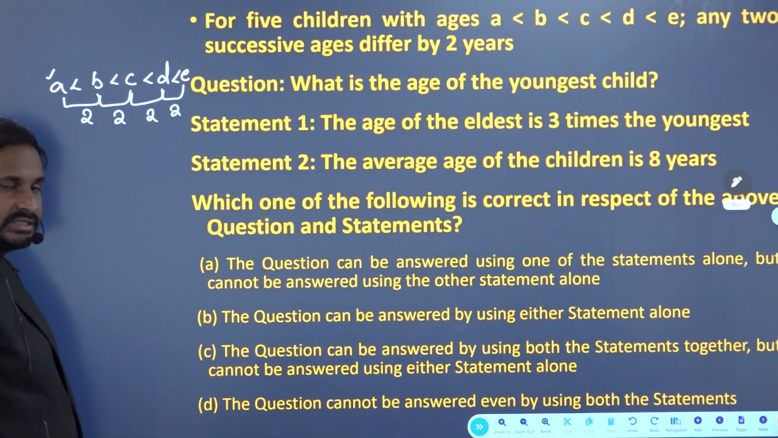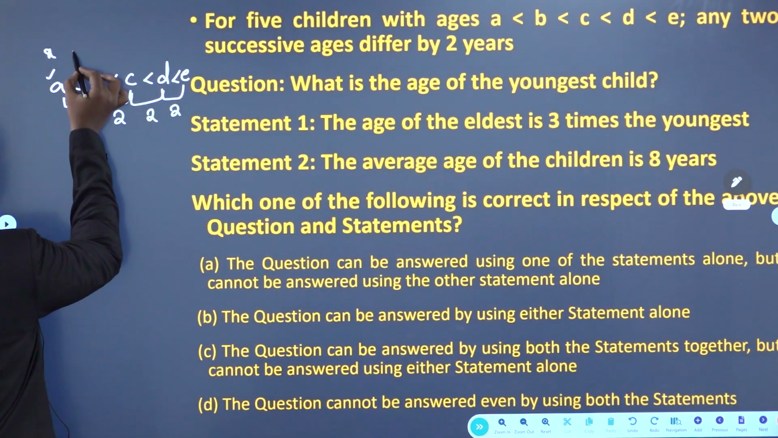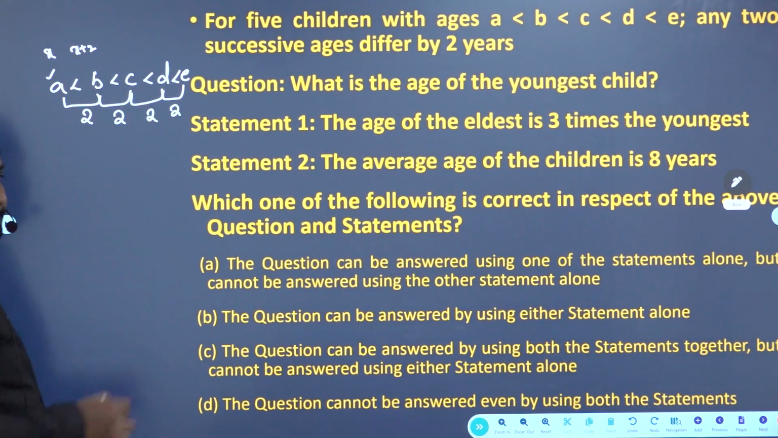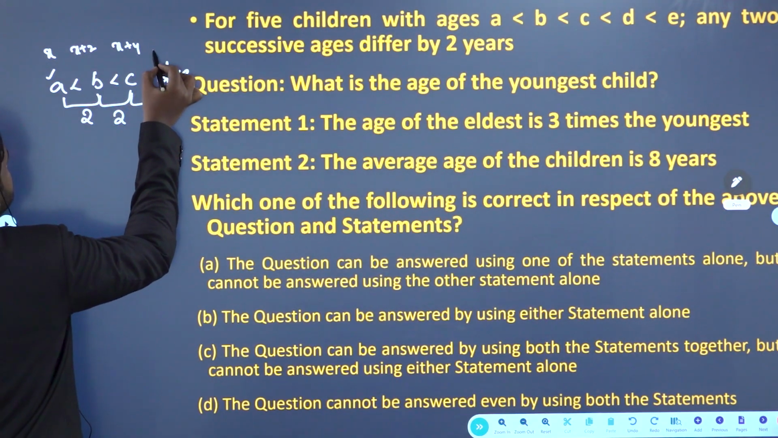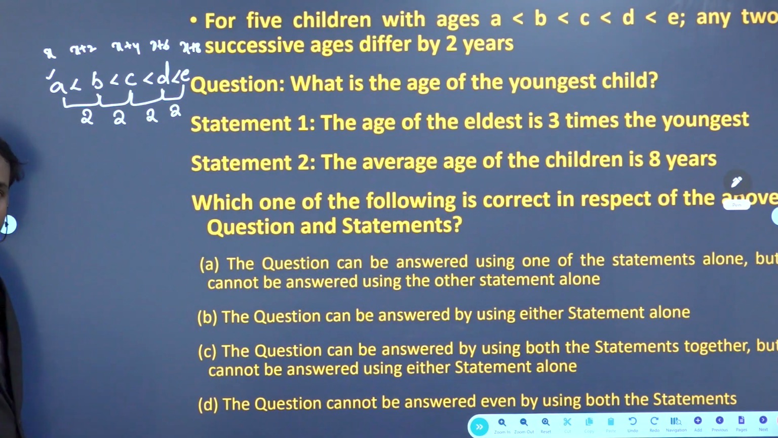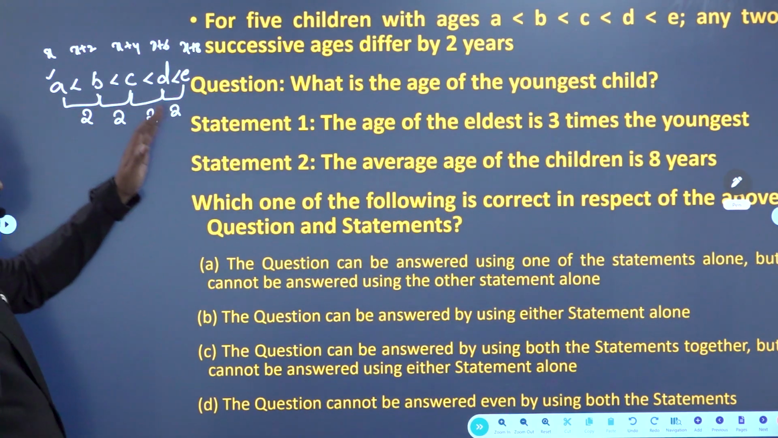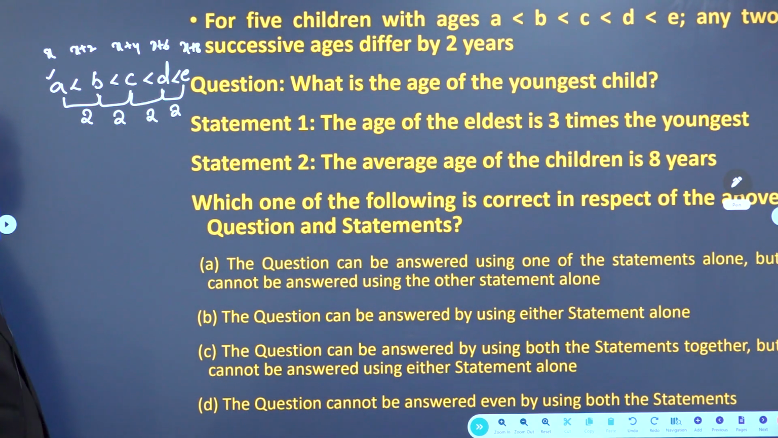Now, see here students, if I assume A's age is some X, what about B's age? X plus 2, right? What about C's age? X plus 4. What about D's? X plus 6. What about E? X plus 8. Is this the logic? Why? Because each and every one differs by 2 years of age. So X, X plus 2, X plus 4, X plus 6 and X plus 8 are their ages for time being.